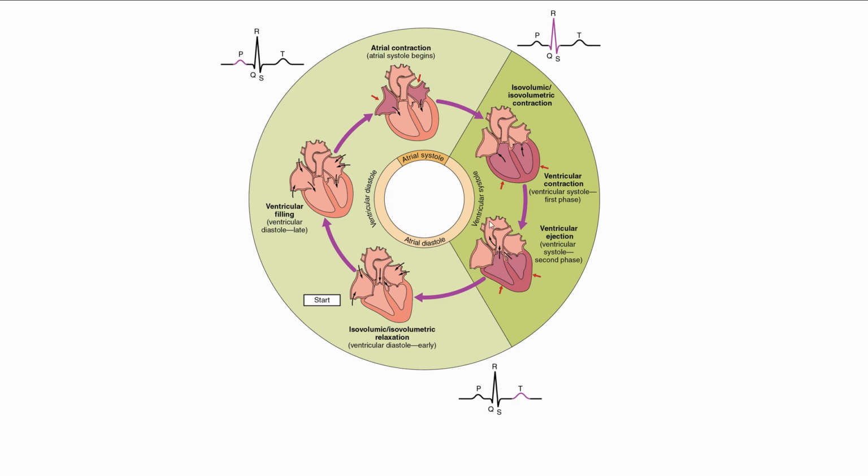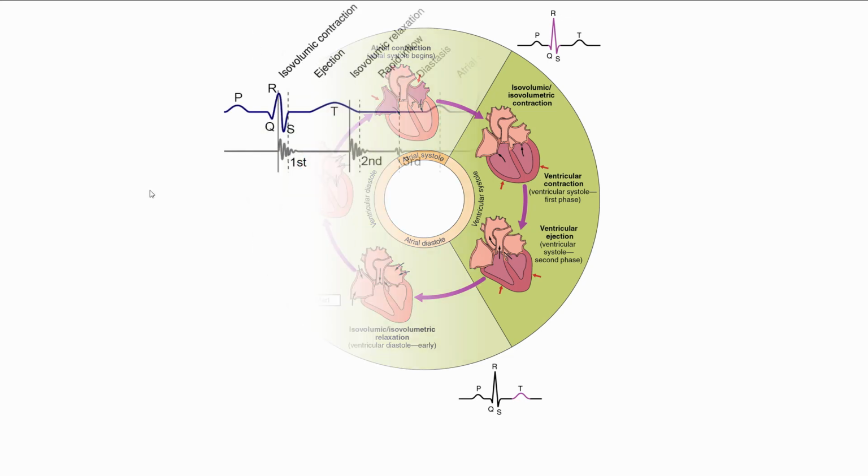Ventricular systole will end when you reach the T wave, which is ventricular diastole. At this point, the ventricles can start to relax. They start to open back up, and we're in that isovolumetric relaxation phase that we started in. Now, I'll dive a little bit more into what's going on in this whole cycle.